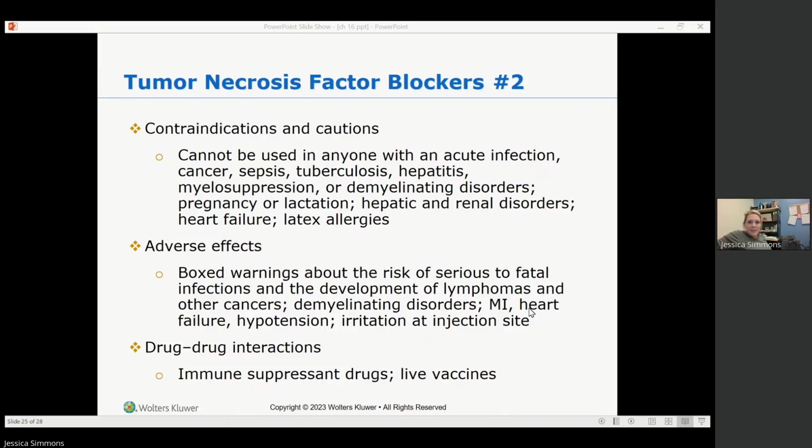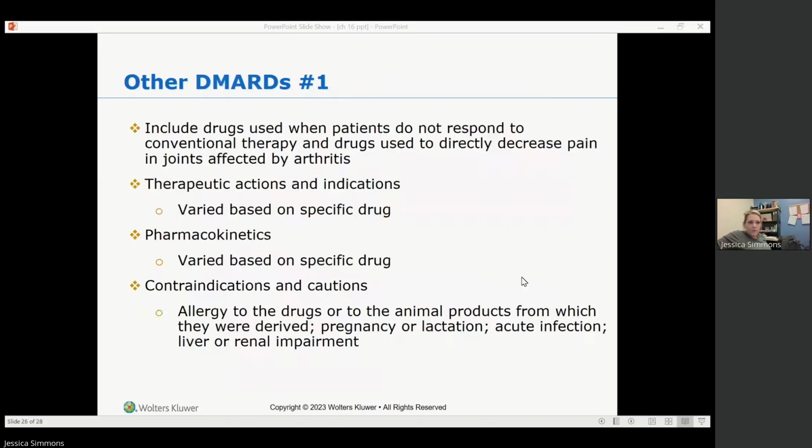Live vaccines. If your patient is immune compromised, you do not give them live vaccines. Other DMARDs.